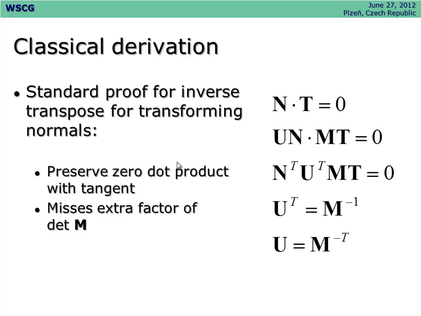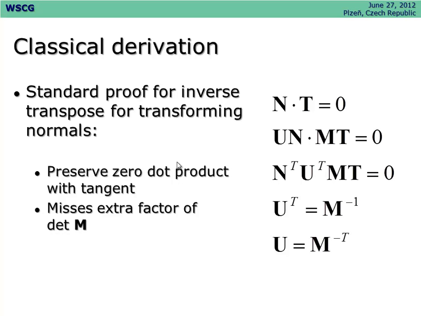Just going through this really quickly, all this does is preserve the zero dot product between a normal and a tangent. So suppose there's some unknown matrix U that we're looking for as the proper matrix for transforming normals. We just want to make sure that UN dot MT is still zero after we've made our transformation.